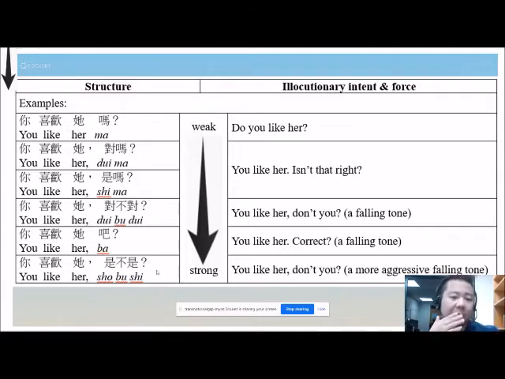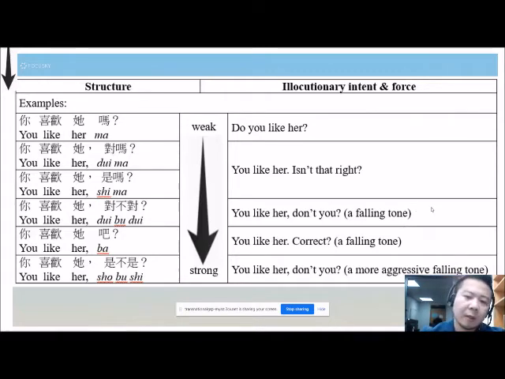So now maybe you can think about how you would translate the English tag questions in your working language. I tried it in my class. Students often found that they can't use a parallel structure to translate the English tag questions. Otherwise the original illocutionary intent will be lost.